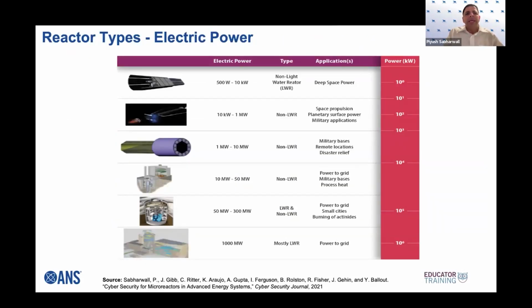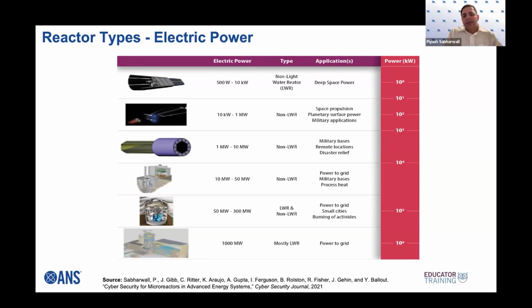Based on the application, here I've put this table together, which talks about power requirement. This is pretty general. I try to break these things down so people can see what sort of range is required for a particular application, like 500 watt to 10 kilowatt for deep space power. And then you have 1 megawatt, 10 megawatt, which is for military bases. Typically, this is the power requirement. So this table tells you all that information.